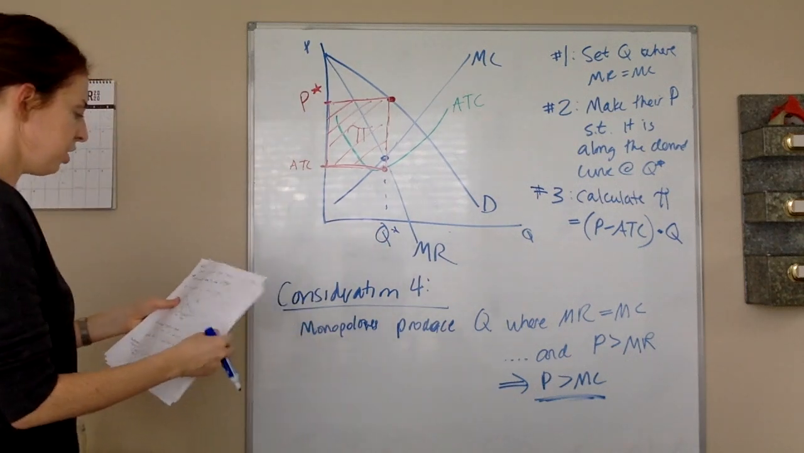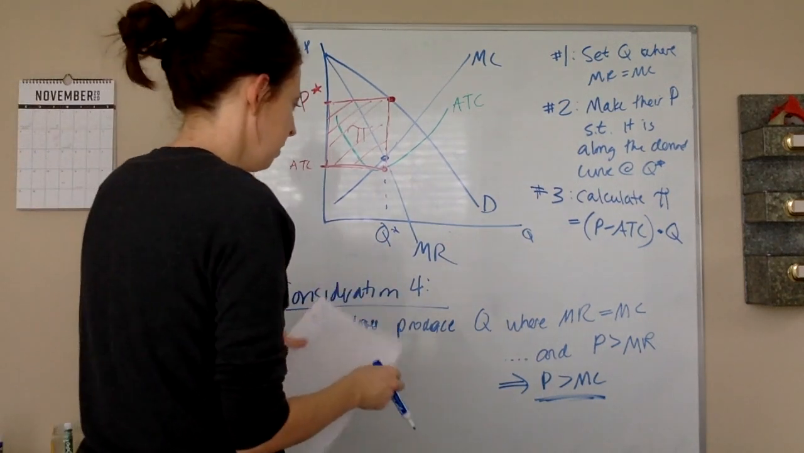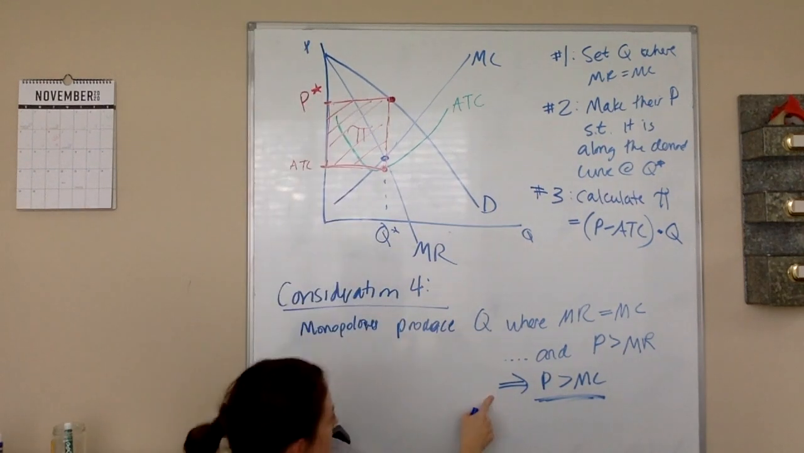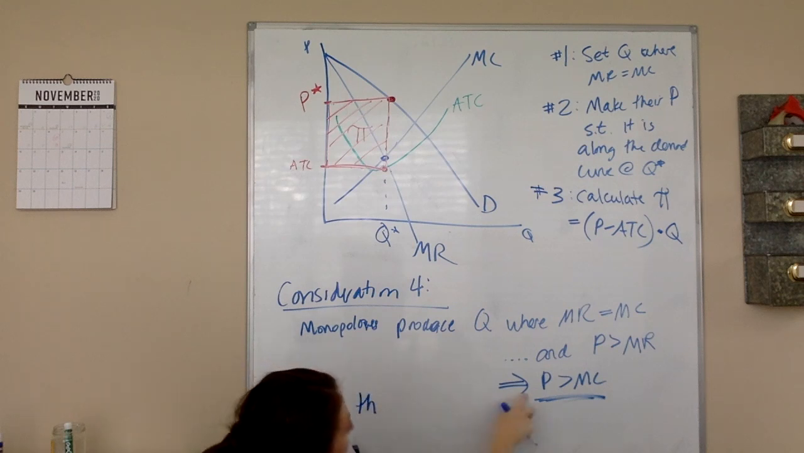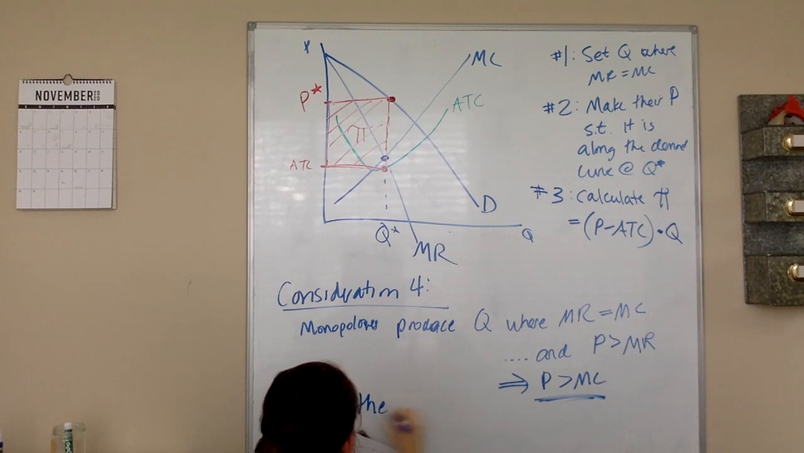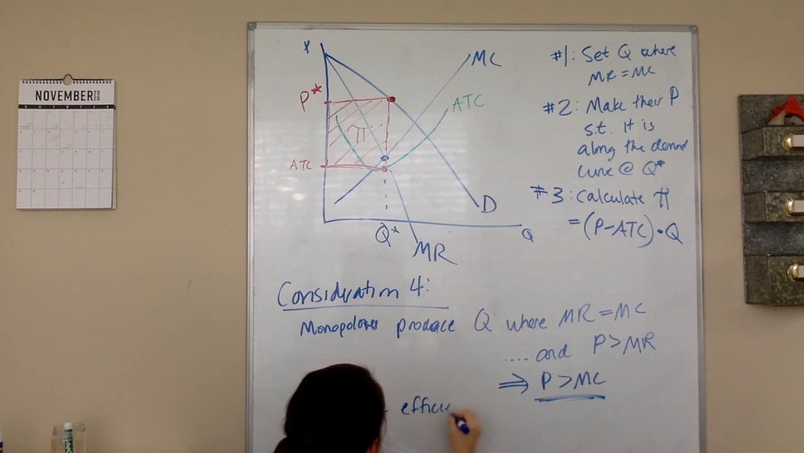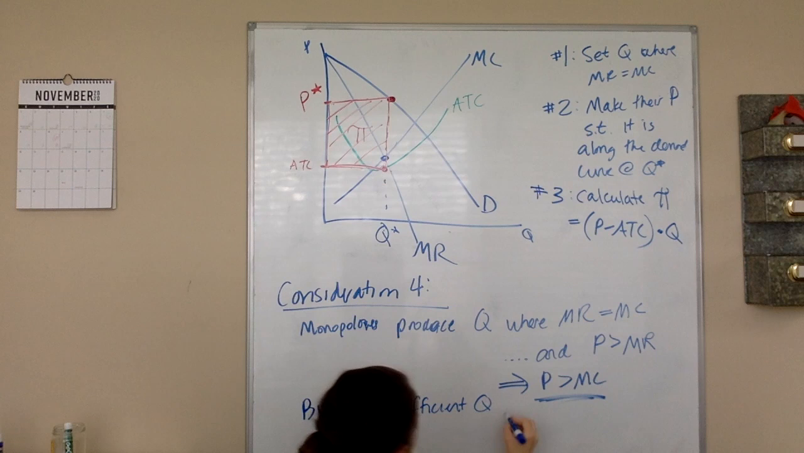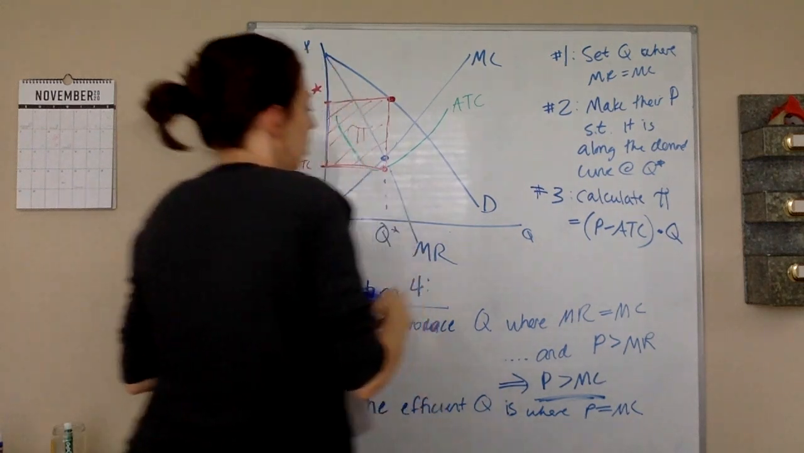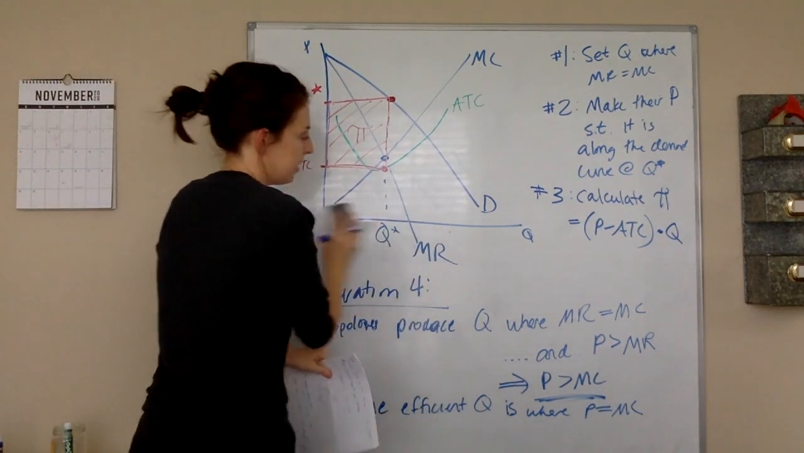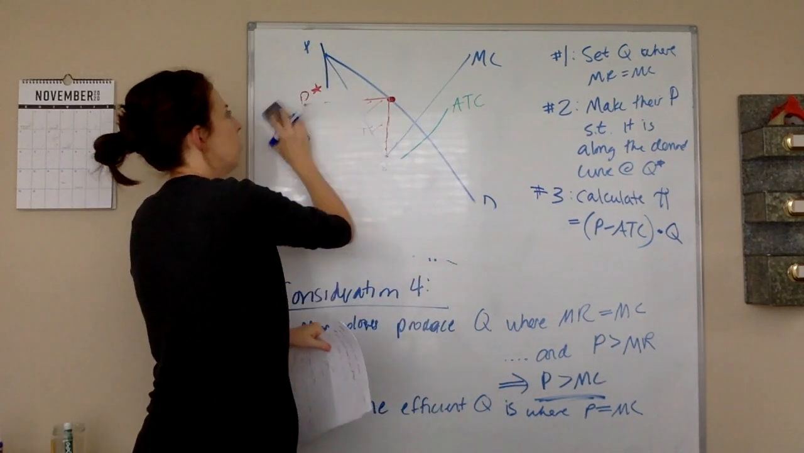Okay, so the consideration, let me write, this is what a monopoly does, but then note, although monopolies price above the marginal cost, note that the efficient quantity is where the price equals the marginal cost. Okay, what that means is that monopolies are going to generate a deadweight loss.